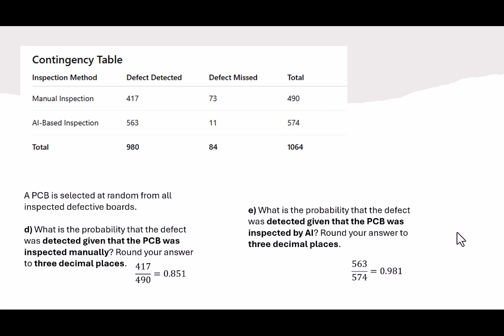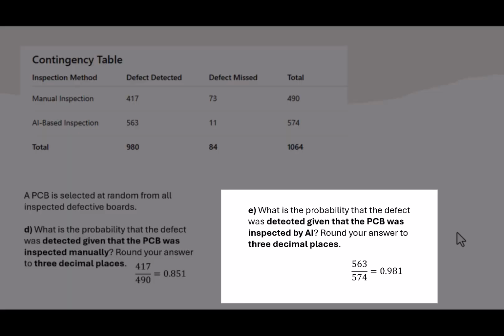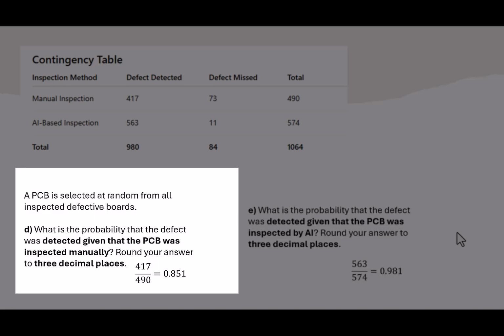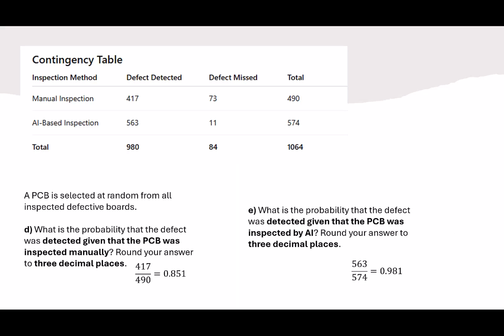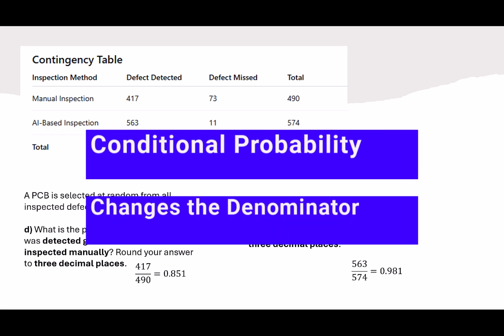Looking at the conditional probabilities helps us compare the inspection methods. It shows us that the AI method was 98.1% accurate, while the manual inspection was only 85.1% accurate. As you continue to work with contingency tables and conditional probability, I want you to know this one key takeaway. Conditional probability always changes the denominator.